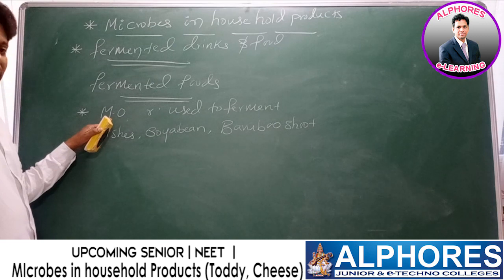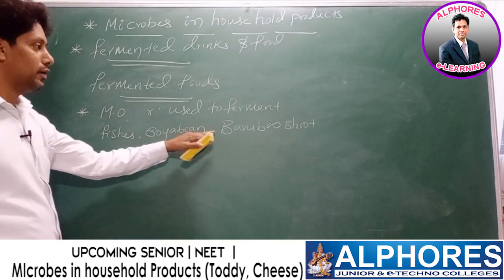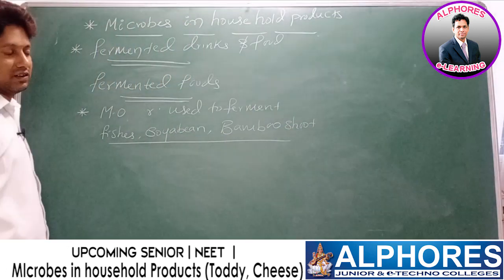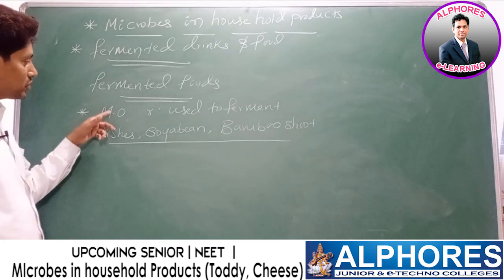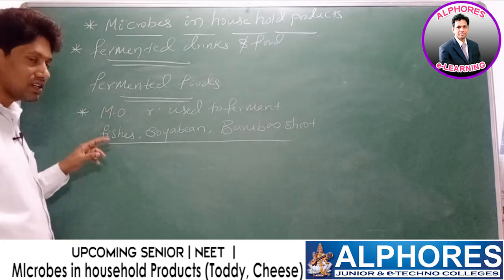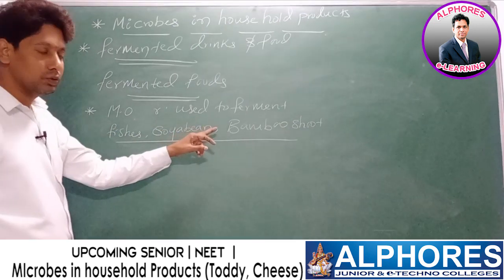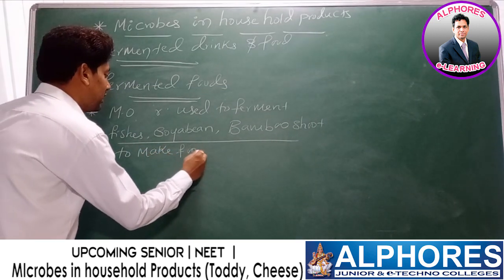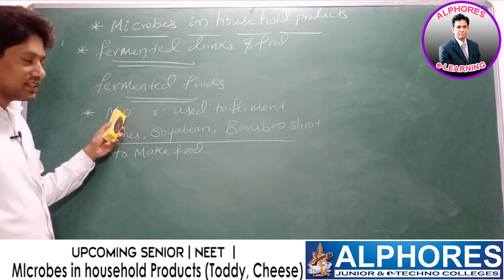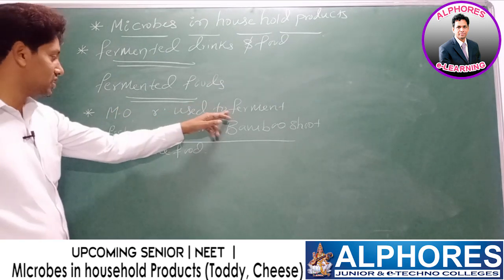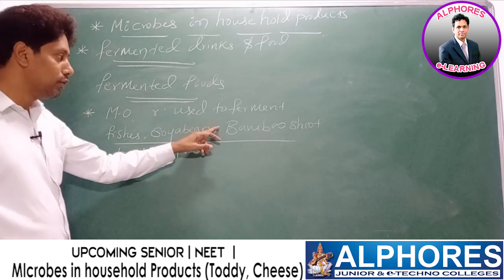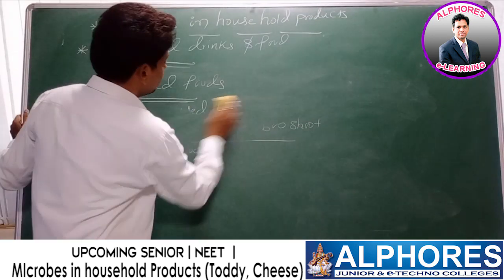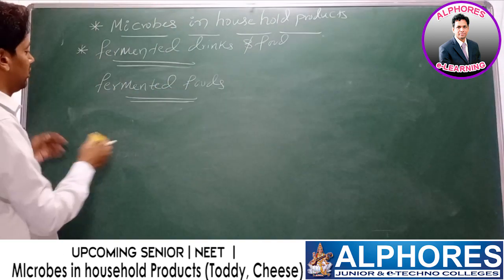Sir, why are we fermenting these fishes, soybean and bamboo shoot with the help of microorganisms? Because these are used to make food. It means microorganisms are used to ferment fishes, soybean, bamboo shoot to make food. For example, take soybean.